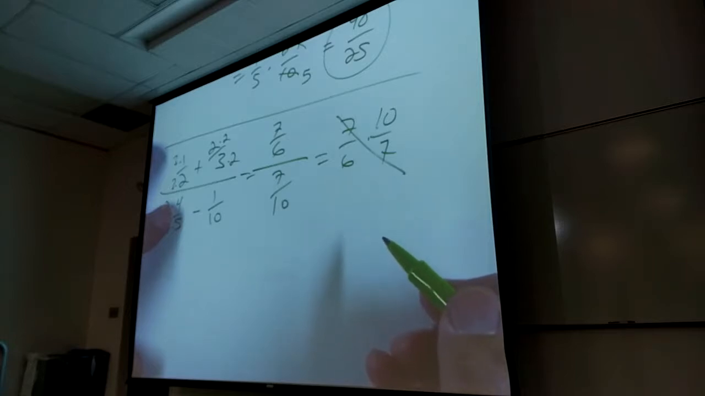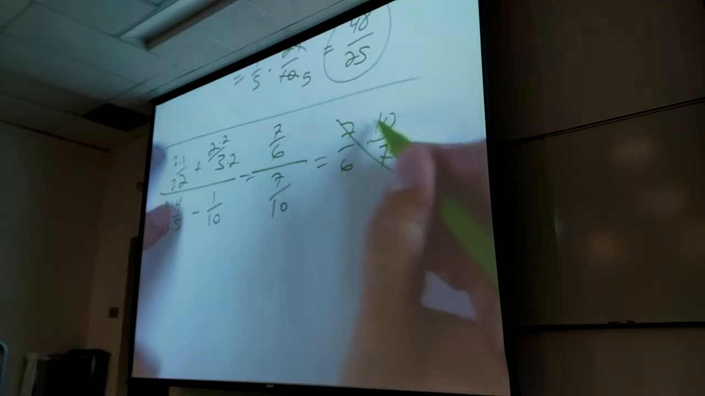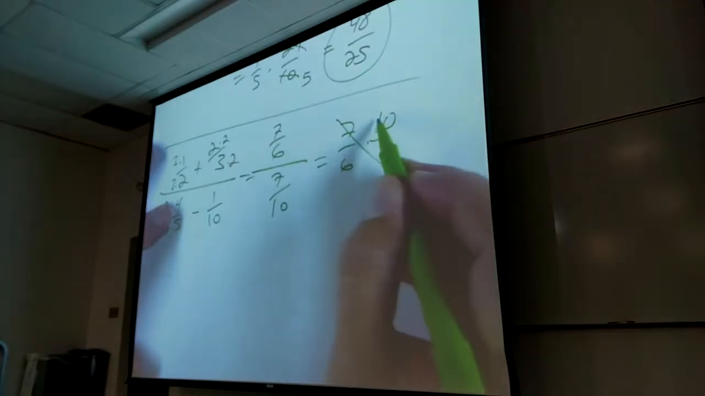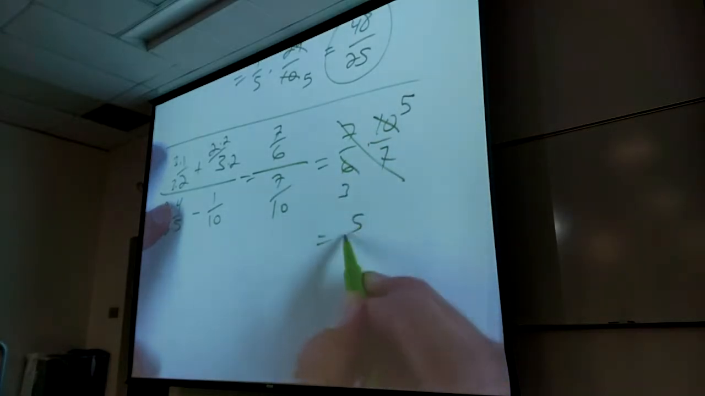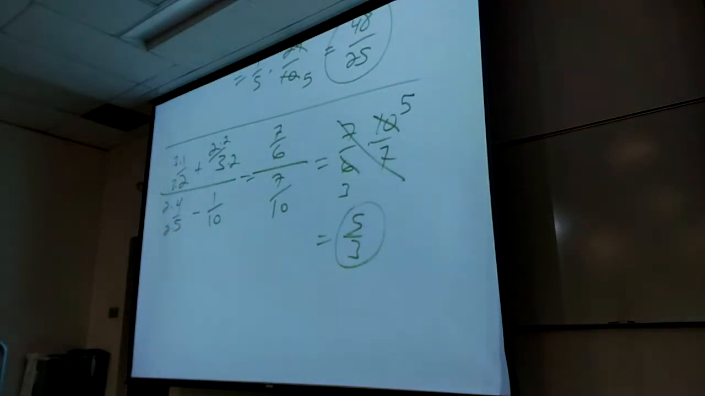Yeah, I like to teach it that way because it kind of makes you feel good. And then what happens with the 10 and the 6? So you get 5/3. Shabam!